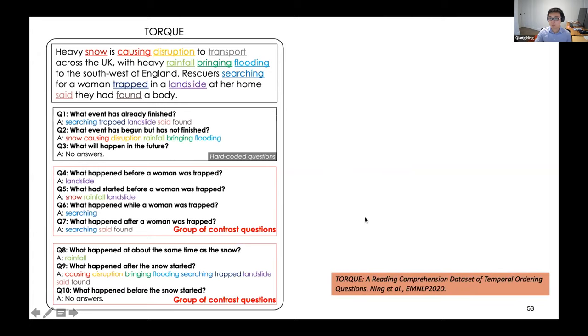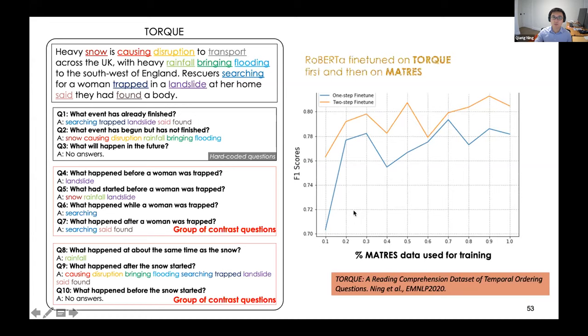But here I would like to show that if we further pre-train on TORQUE, we can get new state-of-the-art results on the data set as well. So here the orange line is where we are using RoBERTa. We fine-tune it on TORQUE first and then fine-tune on MATRES. MATRES is the new data set I just mentioned with multiple axes. And this blue line is RoBERTa fine-tuned on MATRES directly. So this is our baseline. We can see that if we fine-tune the system on TORQUE first, a significant amount of transfer learning happens there.